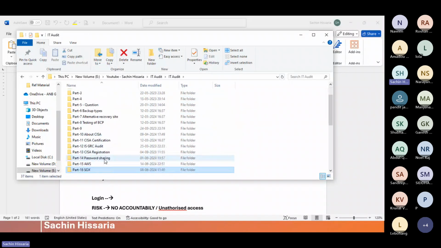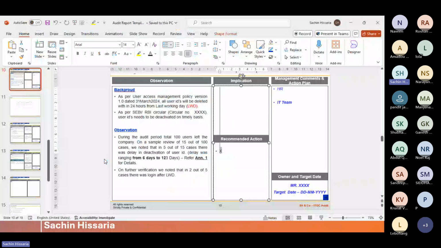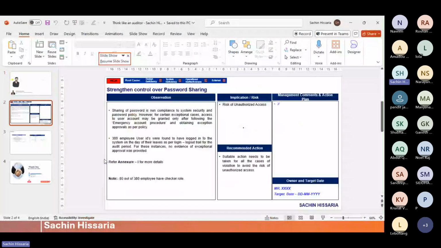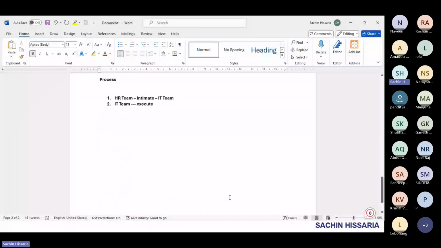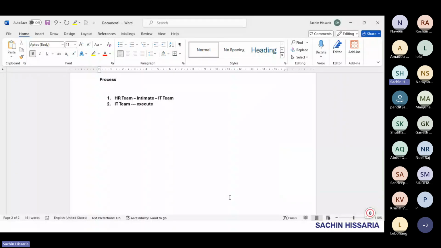Yeah. This is another observation, guys. For example, let me ask you one thing: are you aware that sharing of passwords is generally not allowed in a company? Correct. Generally, in a company there is a password policy which states that a user cannot share the password. So we were doing an audit of one company where we found a few cases related to password sharing.